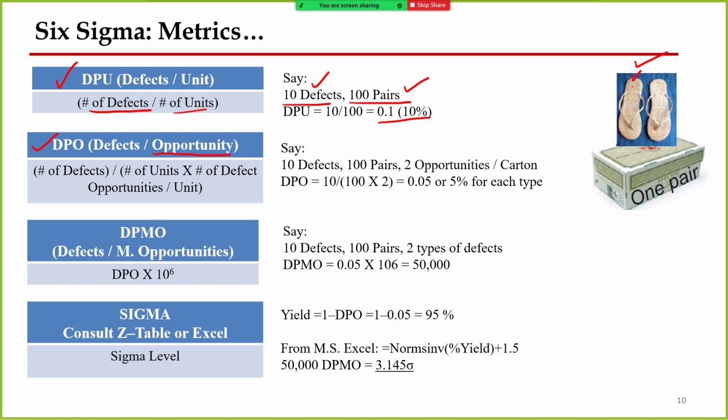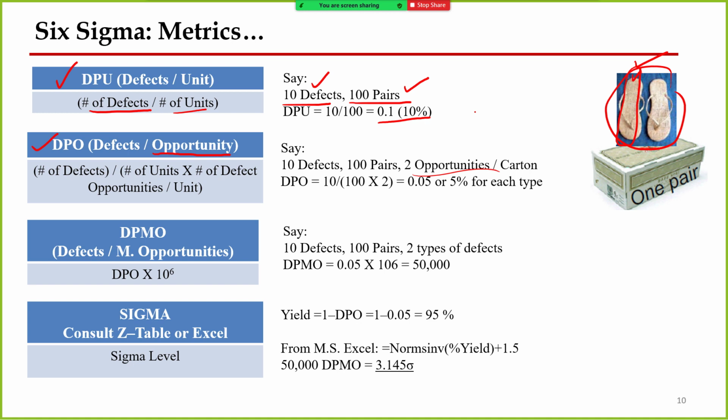Whether there is a mark on this particular product, we will say there is a defect, or whether the color change is a defect. So we have to list down the components we are going to check on this product. That is going to be the opportunity. Here I will check every part of this pair, and one part is one opportunity. Because in one pair we have two parts, I'm considering two opportunities.